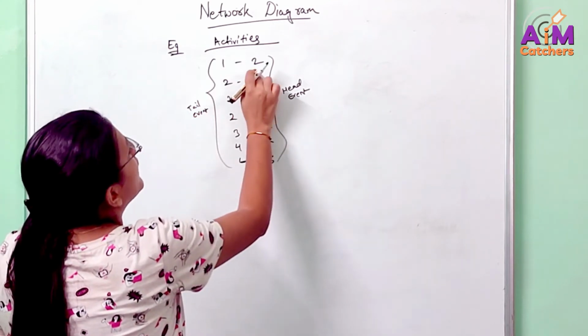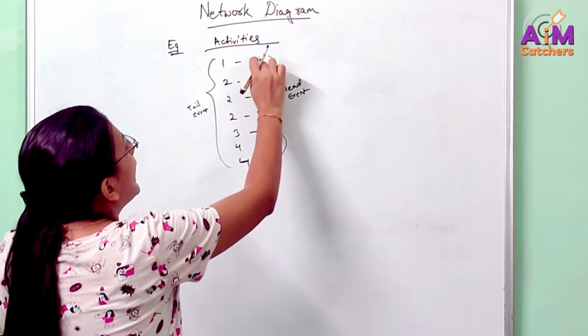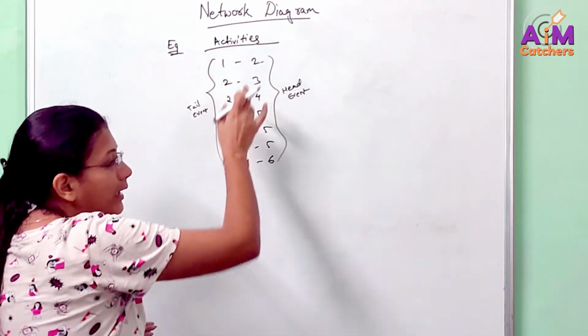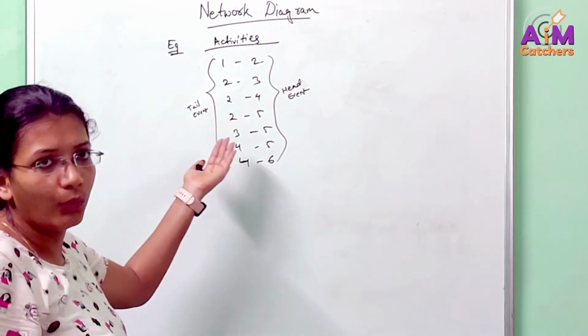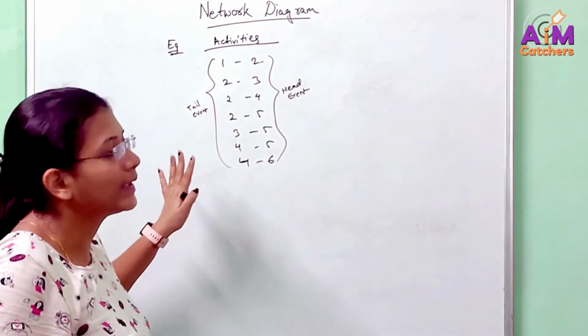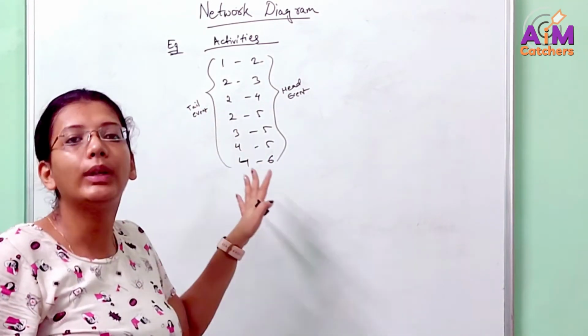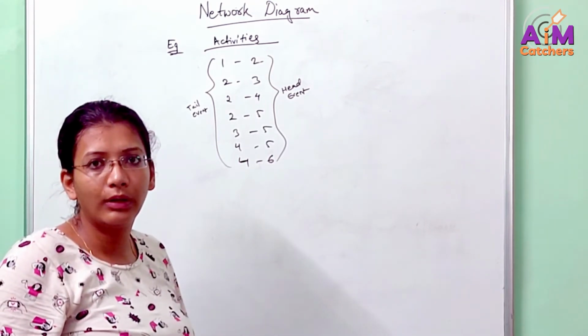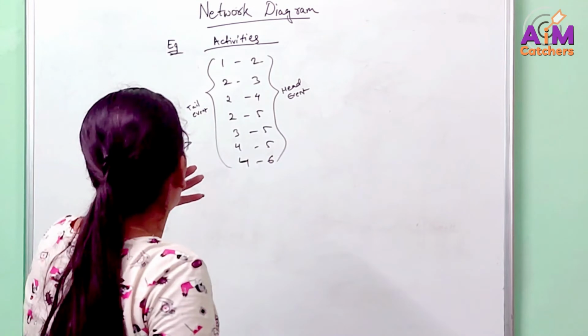So for this activity, say 1 to 2, it is the head event and this is the tail event, and 1 to 2 is an activity. Okay, you can name it on your own, but for this question we have given this information, for which you have to give a network diagram. So if you want, you can try it on your own. Let's do it together. Okay.